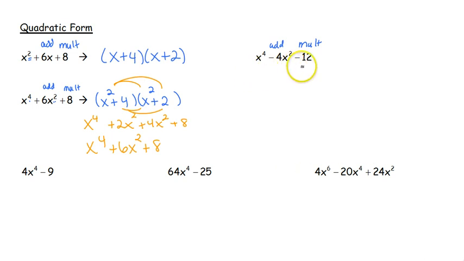So multiplying the outside, adding to the middle, would be x squared minus 6 and x squared plus 2.